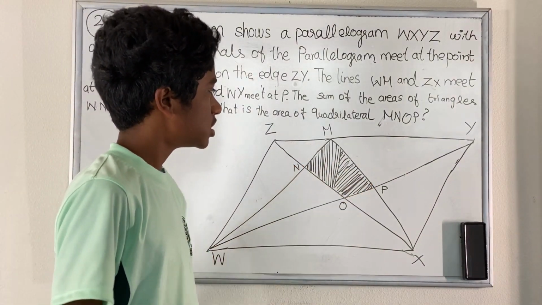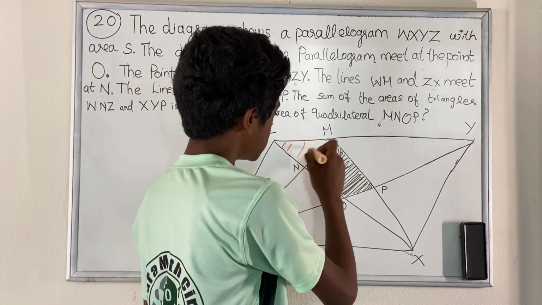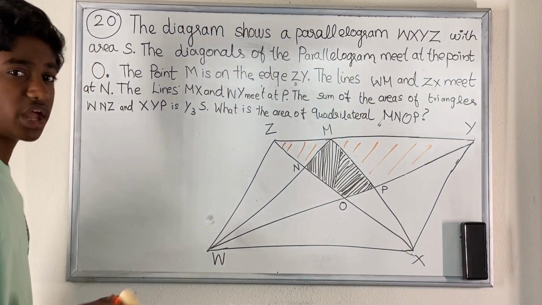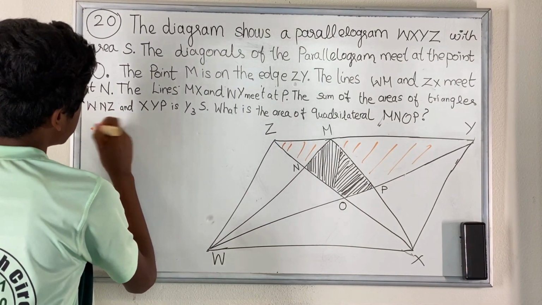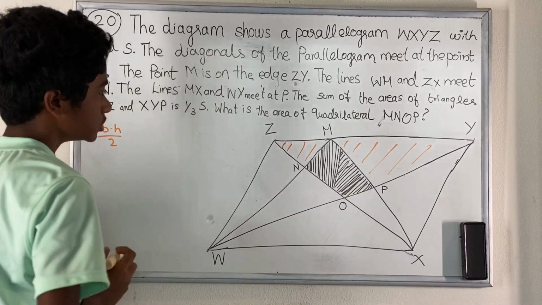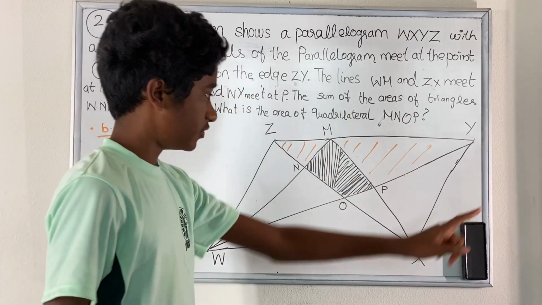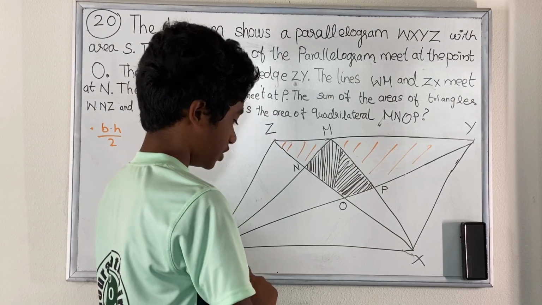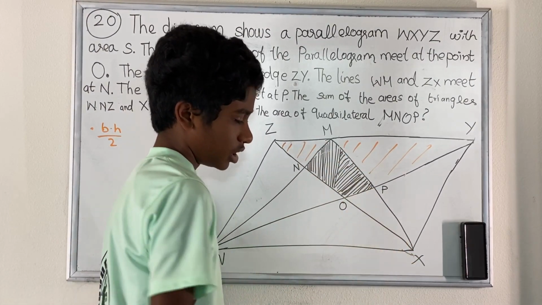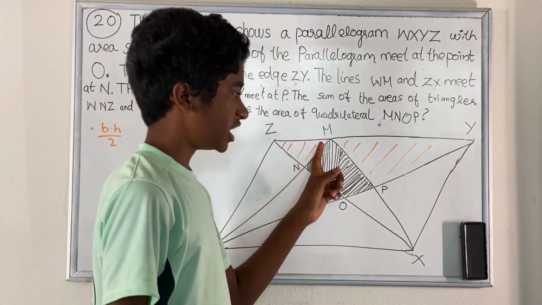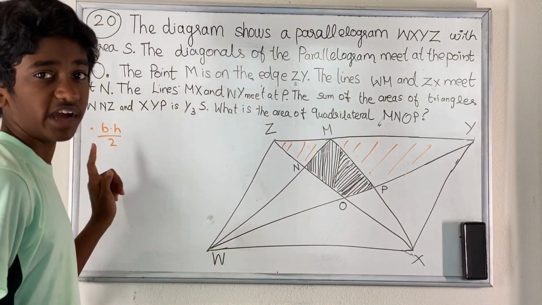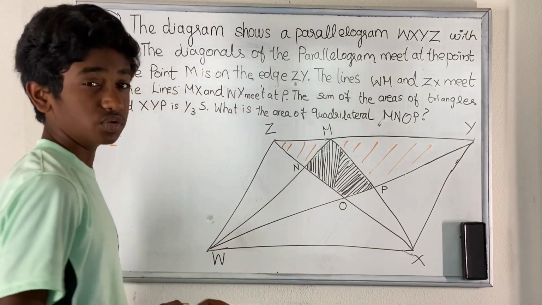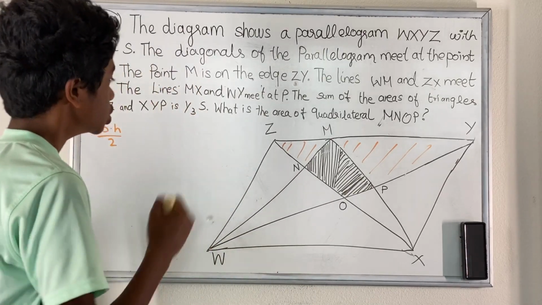So to find MNOP, first we had to find this, and then we had to find WMX. So first, let's write the formula to find the area of a triangle. The formula to find the area of a triangle is base times height divided by 2. Since the area of the parallelogram is S, WX, the base of this triangle, is the same base as the parallelogram, and the height is also the same. So if it wasn't for the dividing by 2, it would be the same area. But since we're dividing by 2, this triangle WMX is equal to half of S, or the entire parallelogram. So we have half of S.